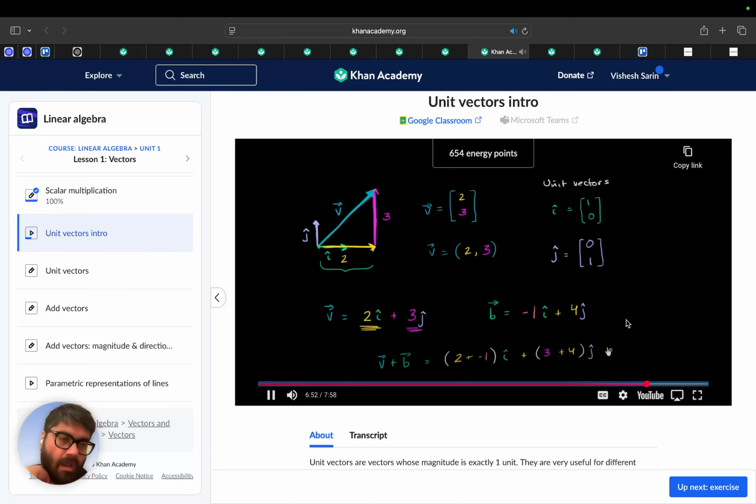And so that's going to give us 2 plus negative 1 is 1, i, and we could literally write that just as i. Actually, let's just write that as i.